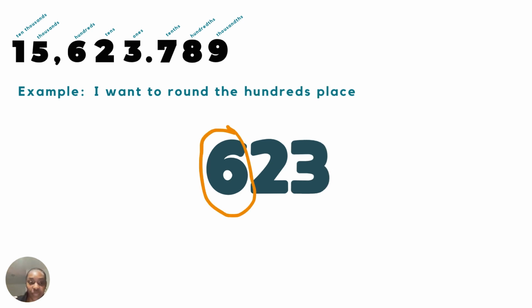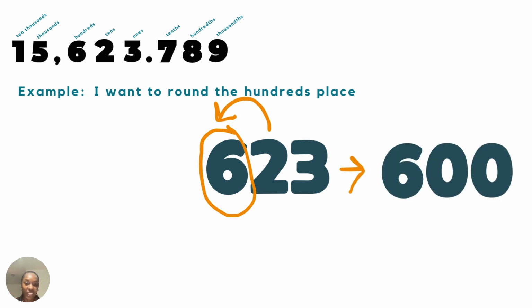All right, now let's do this one. We want to round this to the hundreds place. We will look at the number right behind it, and that number is a 2. It's not a 5, 6, 7, 8, or 9, so we don't round it up. We just keep it the same. So it's going to be 600 if we were to round it.